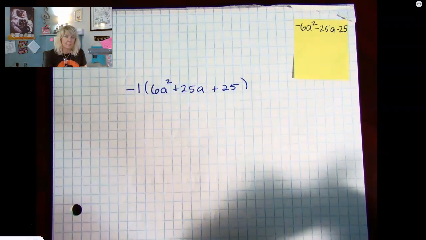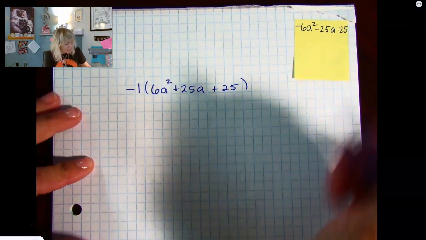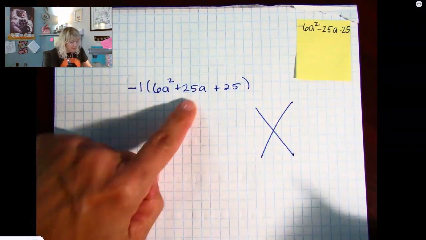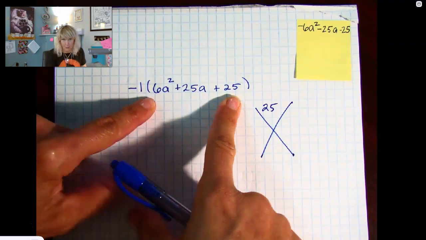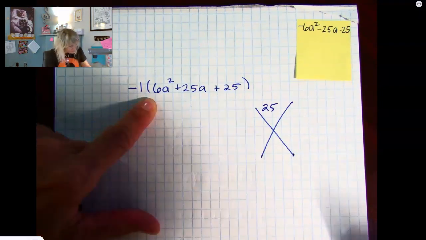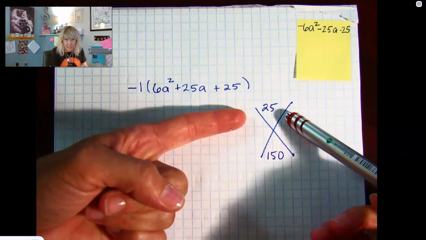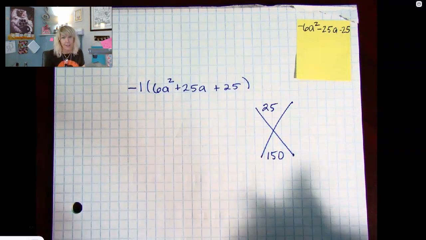When I'm looking at this problem and I'm reading it, I notice there is not a GCF. So I'm going to go straight to factor by grouping. So this top box is going to be a 25. The bottom box is going to be 6 times 25, which is 150. So what are some numbers that add up to 25 but multiply down to 150? That's going to be a 10 and a 15.